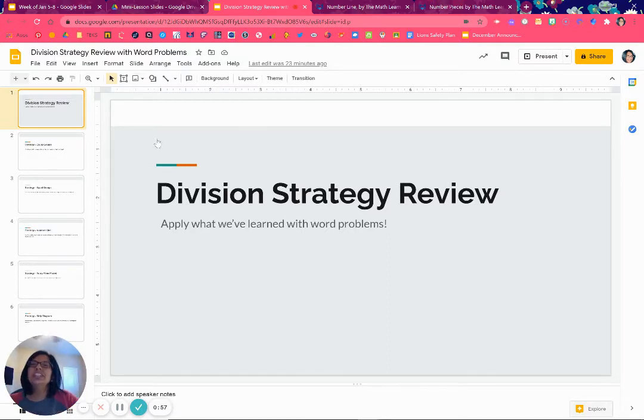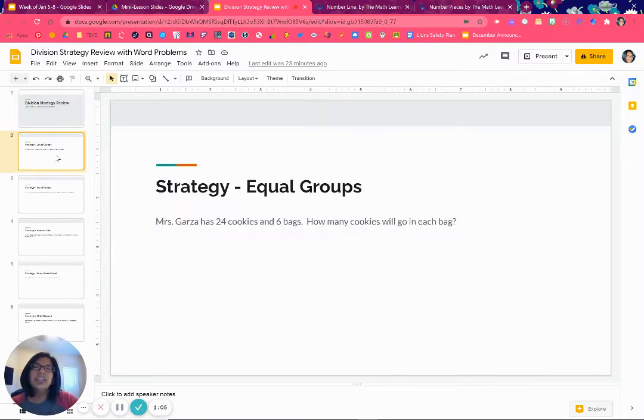All right, so let's go ahead and look at what we're doing. We're going to do division strategy review, and we're going to apply what we've learned using word problems. So the first thing we have here is equal groups. Mrs. Garza has 24 cookies and 6 bags. How many cookies will go in each bag?